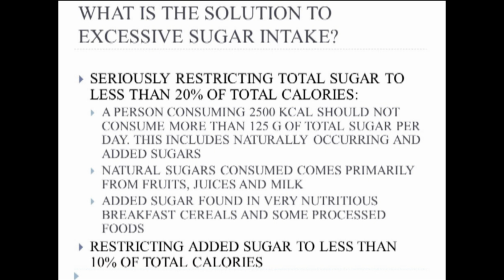The other way to do it is also to restrict the added sugar, and this the government recommends, to less than 10% of the calories. And the added sugar is really the sugar that's been added by the manufacturer. So you're looking at a lot of processed foods.